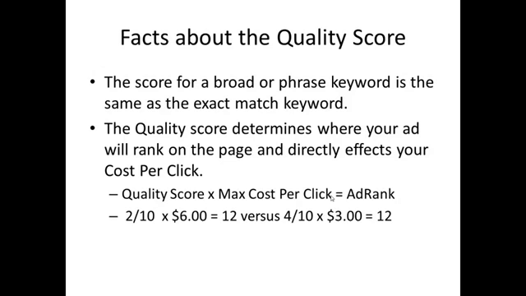The score for a broad keyword or phrase keyword is the same as the exact match keyword. So what that means is that when you put a keyword into Google AdWords and it gives you that 1 out of 10 keyword score, that's going to be exactly the same if you use the exact match version of that keyword.